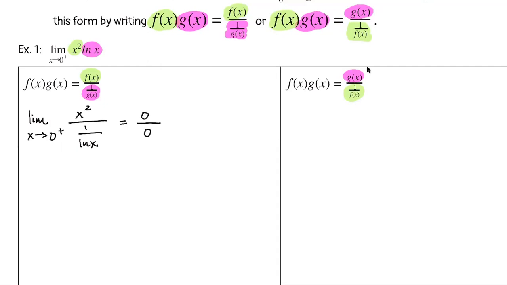Now, let's take a look at that numerator, x squared. Can you guys take the derivative of x squared? And the answer is yes, right? Because even on a bad day, the derivative of x squared is like, oh, thank goodness it's so straightforward, just 2x. But what about the derivative of 1 over natural log of x? Is that a straightforward derivative to take?